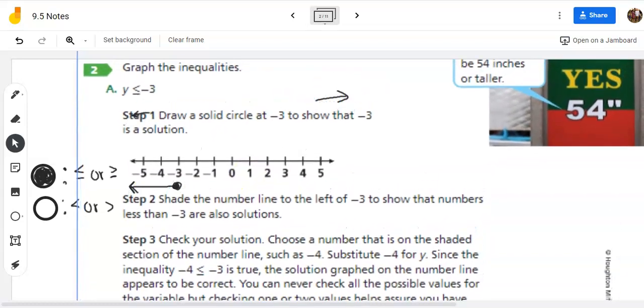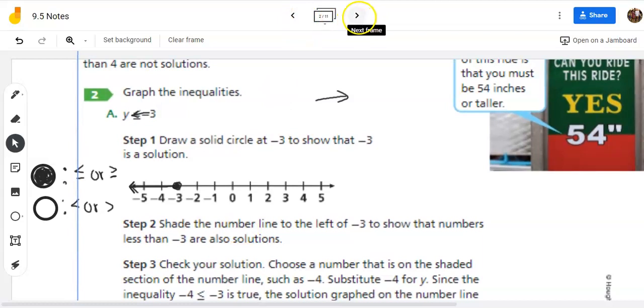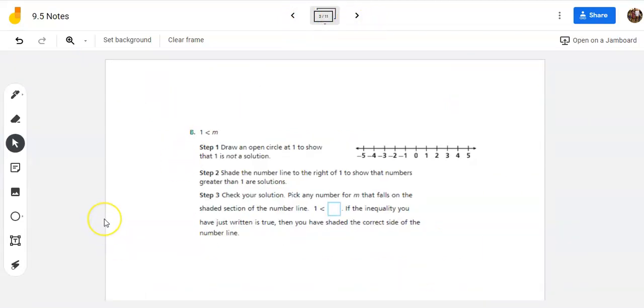Let me move that. There we go. Here's our next one, B. So on your paper, it's just right underneath. I had to split it up though.